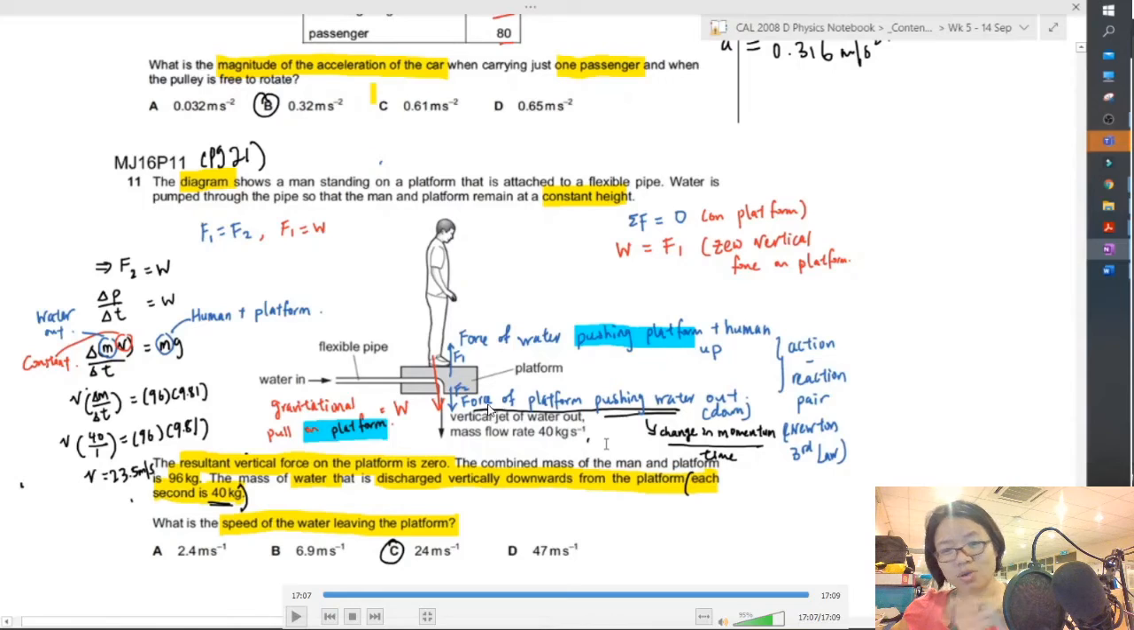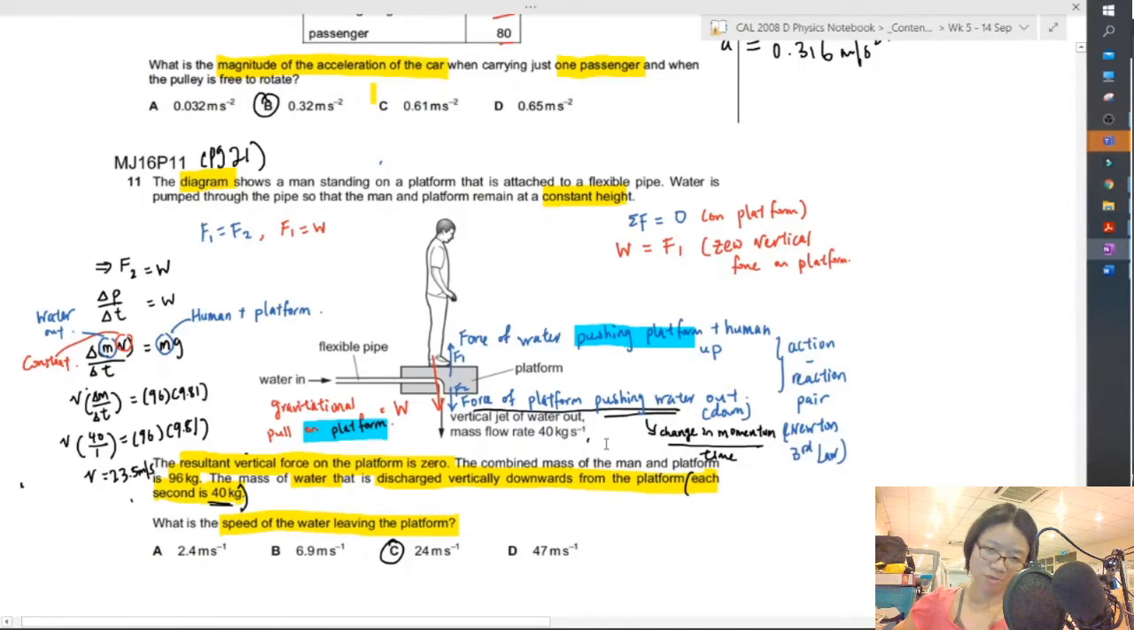I don't care about the water that comes out of the platform. I only use the changes in the momentum of the water that came out of the platform, because it would just so happen to be equal to the force on the platform, which just so happens to be equal to the force that supports the human.